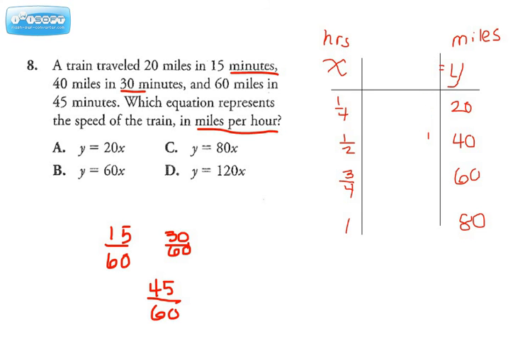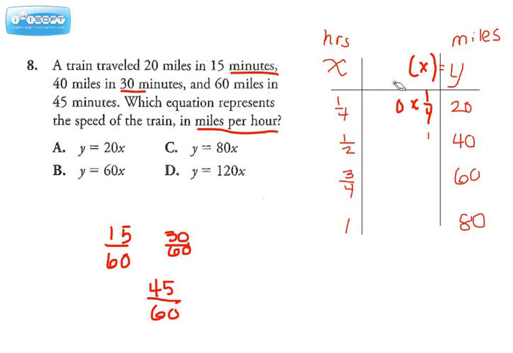Choice B, they're giving us 60x. 60 times x equals y. And if we do 60 times 1/4, and remember we could divide both of these by 4, that's not going to give us 20 either. So let's move on to choice C and see if that might work.